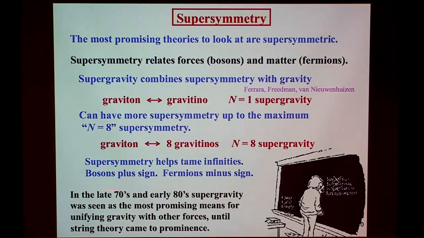What happens is the bosons come generally with one sign, like a plus sign, fermions with a minus sign, and these infinities tend to cancel. Okay? And in fact, in the 70s and 80s, this idea of supergravity was really seen as the most promising means for unifying gravity with the other forces until string theory came into prominence.